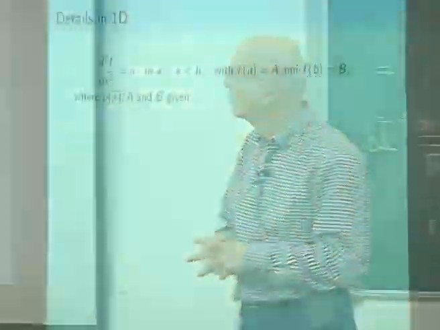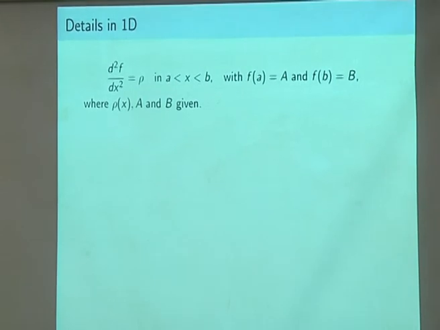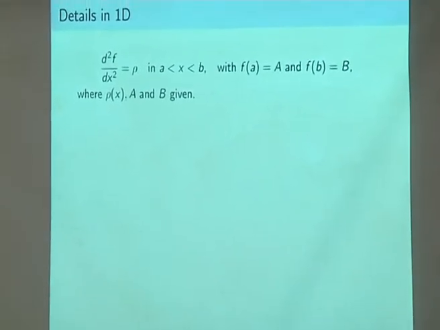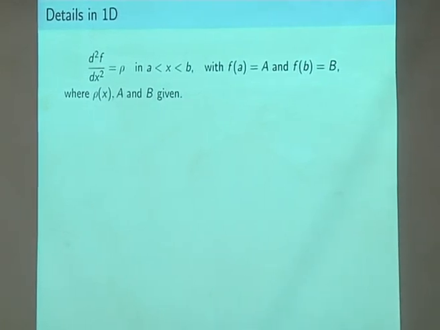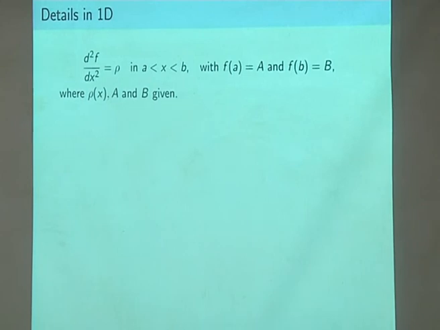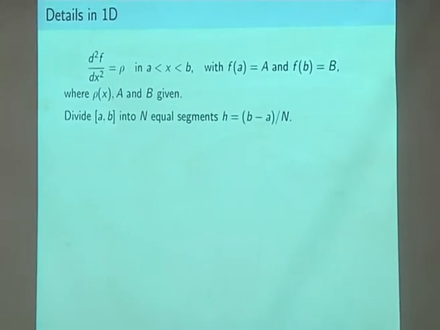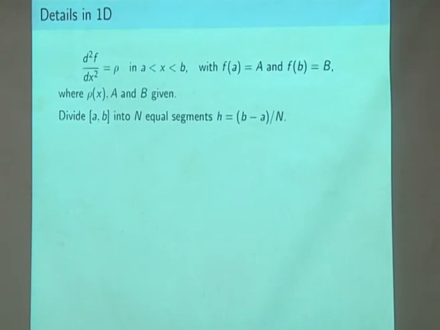Let's look at the Poisson equation in one dimension and then in two dimensions. The Poisson equation in one dimension is two derivatives equal to rho. We're given rho on an interval, and we're given the values at the ends of the interval. It's the one-dimensional version. And I'm going to divide it initially into equal segments. I said that finite elements don't have to be equal, but let me do it with equal ones.